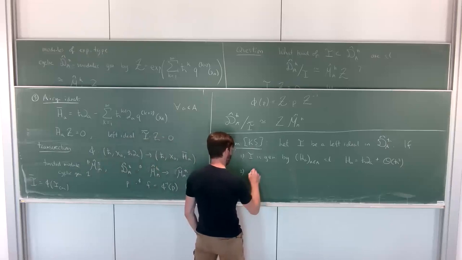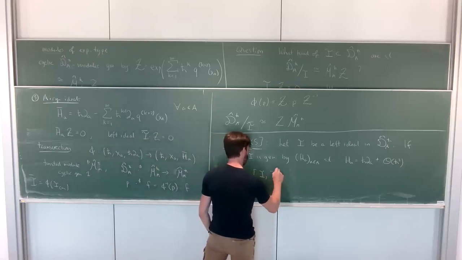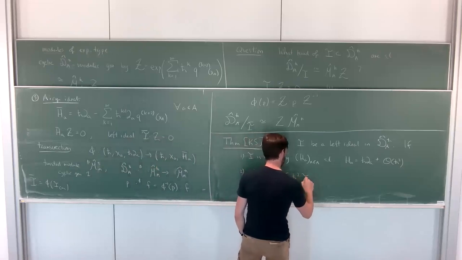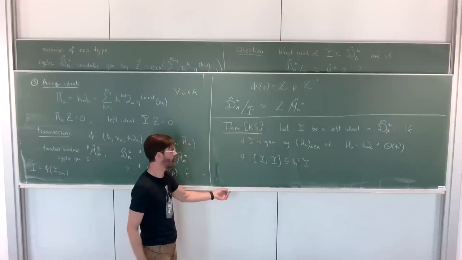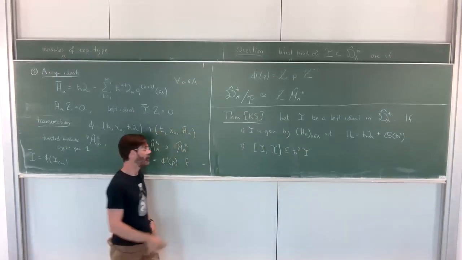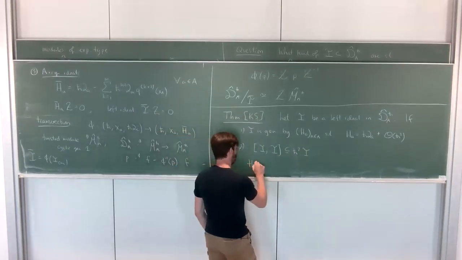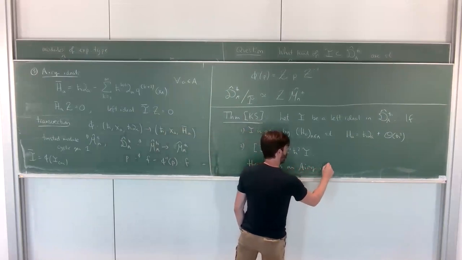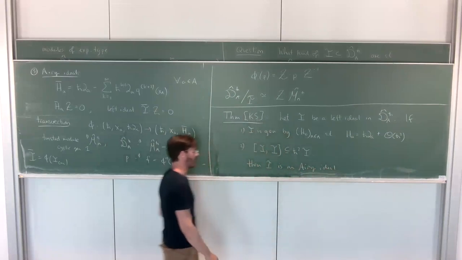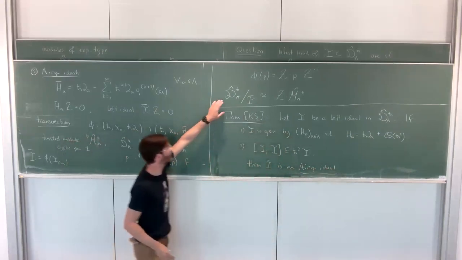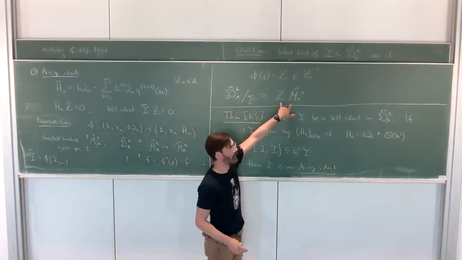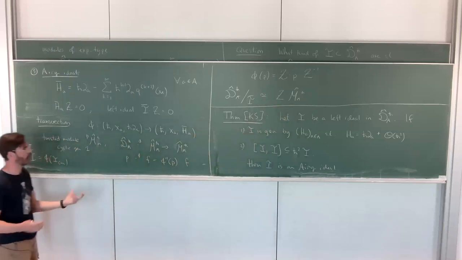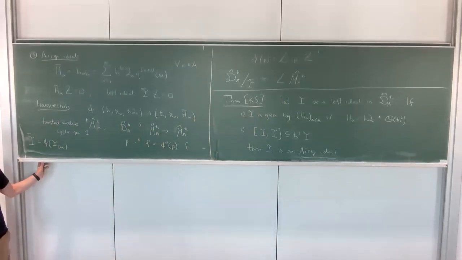And the second condition is that if you commute the ideal with itself, you get something that lies in H bar square times the left ideal. So if these two conditions are satisfied, then I is an Airy ideal or Airy structure. In other words, all the properties are true. So that means that the quotient of the algebra by I will be isomorphic to a module of exponential type. So it will fix a unique partition function as being killed by the elements of the left ideal.